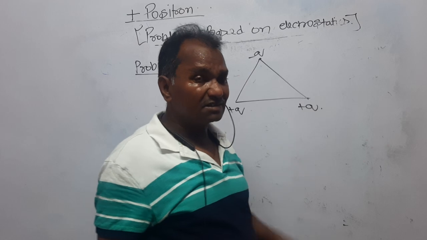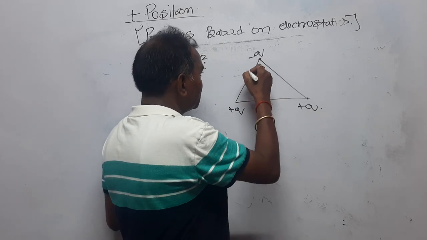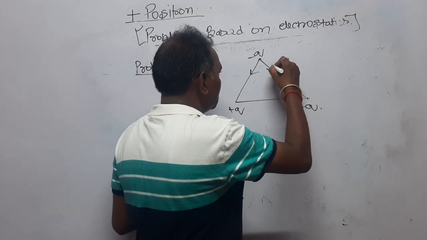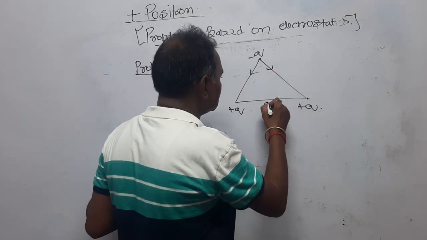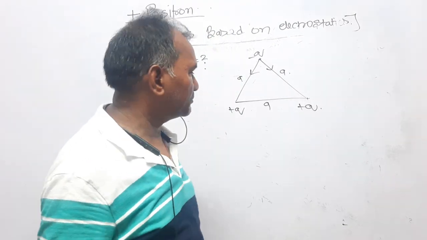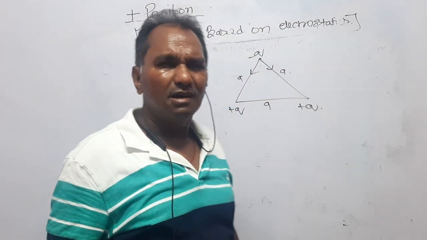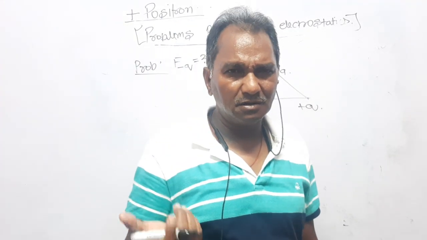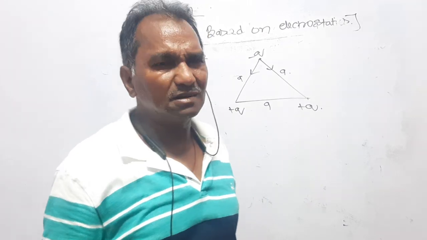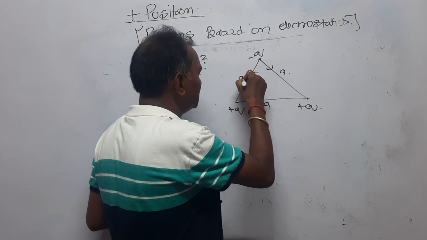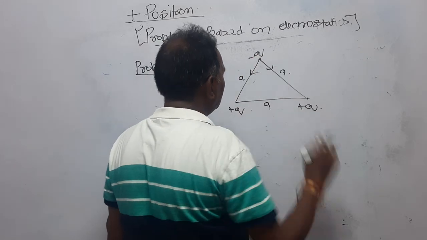Dear student, this plus Q charge will attract this charge like this. This plus Q charge will attract like this. Now dear student, let it be an equilateral triangle, right? Each side is small a. For our convenience, I have supposed that it is an equilateral triangle. If you imagine an isosceles triangle, even then it will work. We have to find out the force at minus Q.